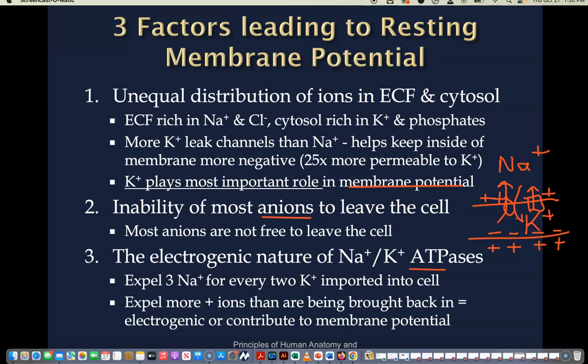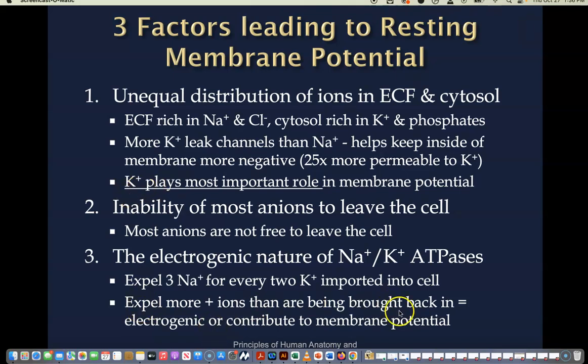So that's just another factor helping us set up that membrane potential. It contributes to the membrane potential, but most importantly, it sets us up with this concentration gradient so that potassium can leak down those leakage channels. And this plays the most important role. I like this: the membrane is 25 times more permeable to potassium than it is to sodium. That's why we leak so much potassium out. So that sets us up with our membrane potential, okay?